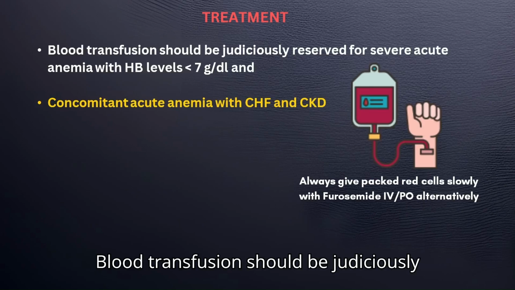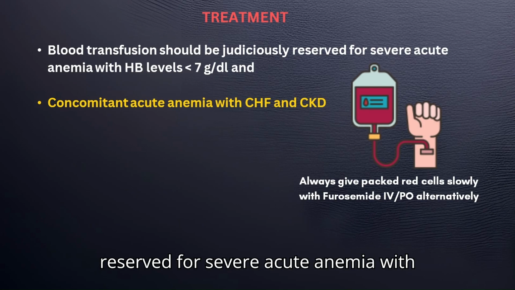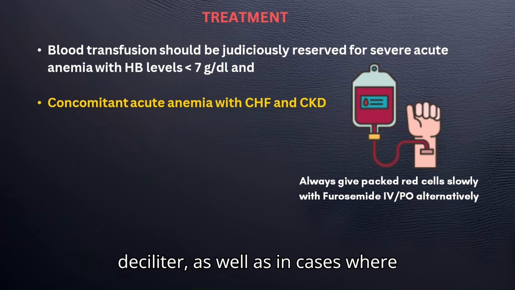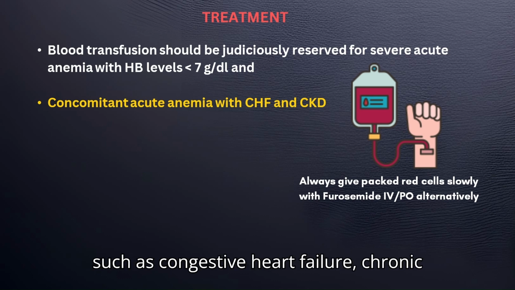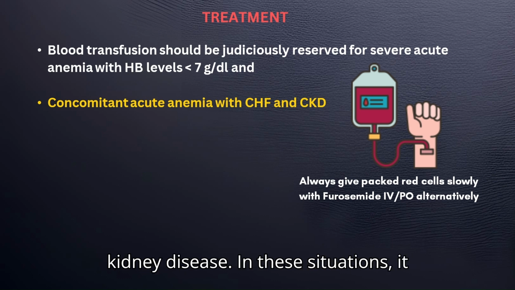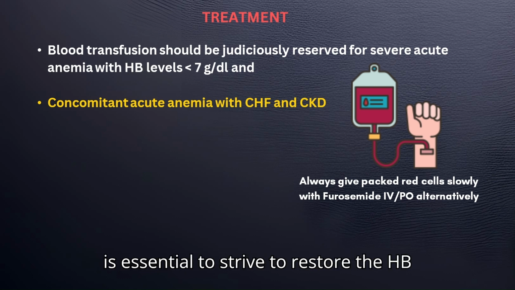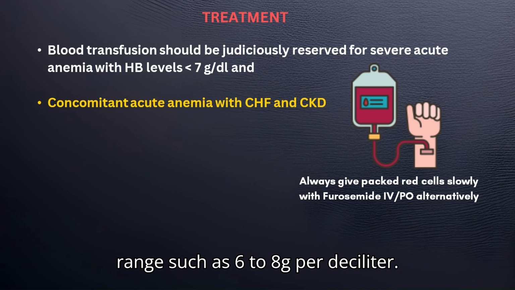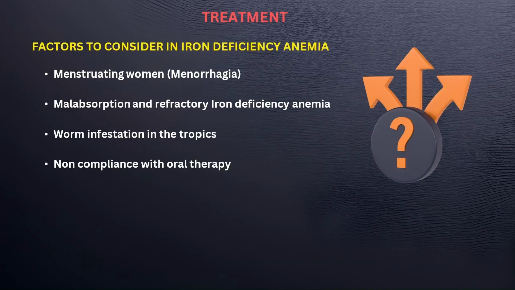Blood transfusion should be judiciously reserved for severe acute anemia with Hb levels less than 7 gram per deciliter, as well as in cases where acute anemia coexists with conditions such as congestive heart failure, chronic kidney disease. In these situations, it is essential to strive to restore the Hb levels, if it is very low, to a safe range such as 6 to 8 gram per deciliter.